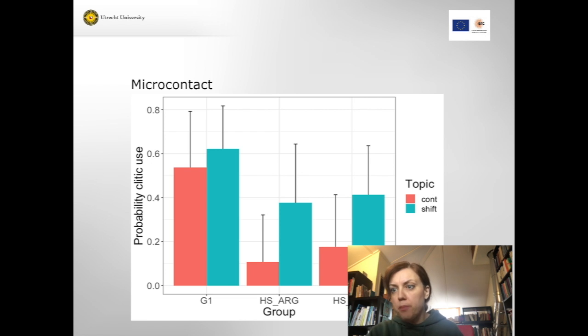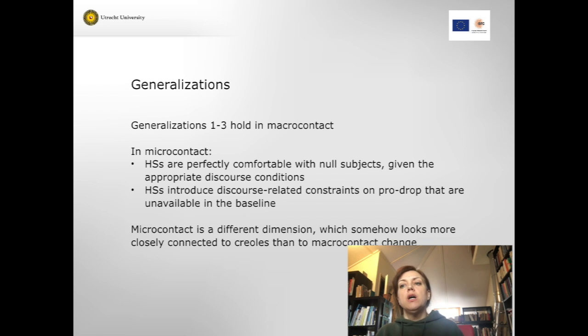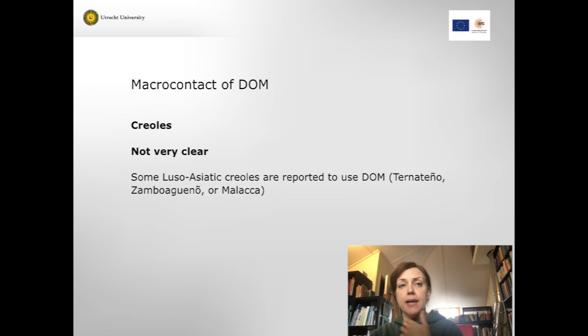So you do drops in the sense that you have an enhanced prodrop, which means that prodrop is emerging or it is not disappearing. So in microcontact, heritage speakers are perfectly comfortable with no subjects, given the appropriate discourse condition. Heritage speakers introduce discourse-related constraints on prodrop that are not there before. So microcontact is behaving differently with respect to prodrop than macrocontact.